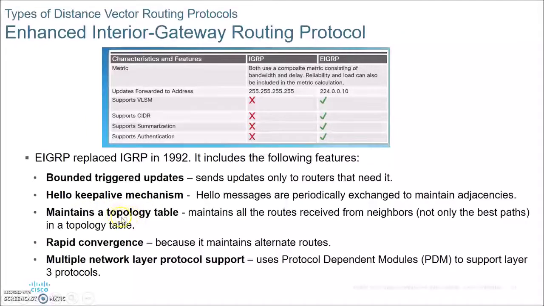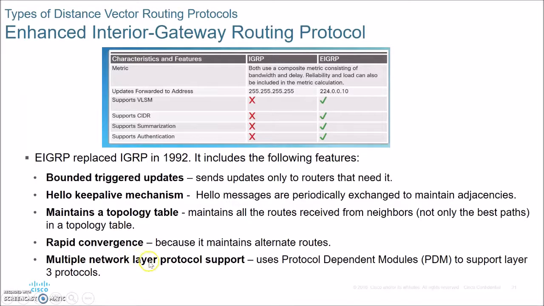Next, it maintains a topology table. Okay, and this table is very different from the routing table. The topology table contains all the routes received from the neighbors. The routing table only contains the best path. Any redundant path will not be stored. But the topology table stores both the best path and the redundant or alternative path. Because it stores the alternative path, EIGRP can achieve rapid convergence. Meaning if the best path goes down, it can immediately bring up the backup path. So you can do rapid convergence.